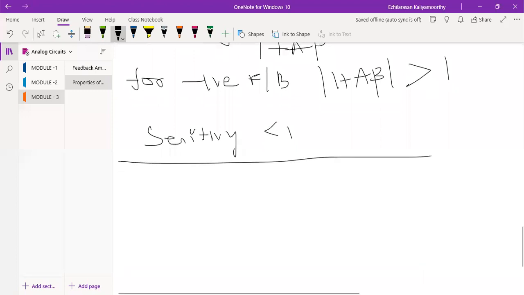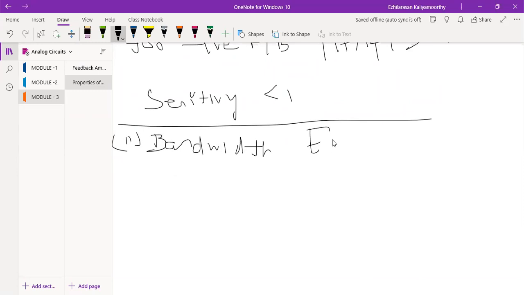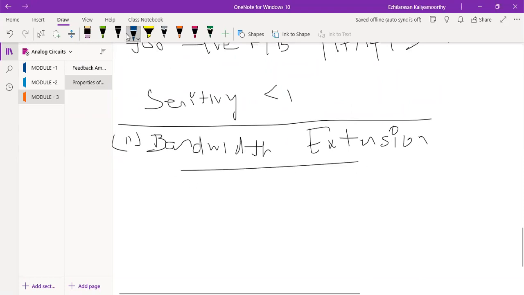Second, let us go for the second. The second is nothing but bandwidth extension. So we can extend the bandwidth. Okay, so now let us see bandwidth extension.